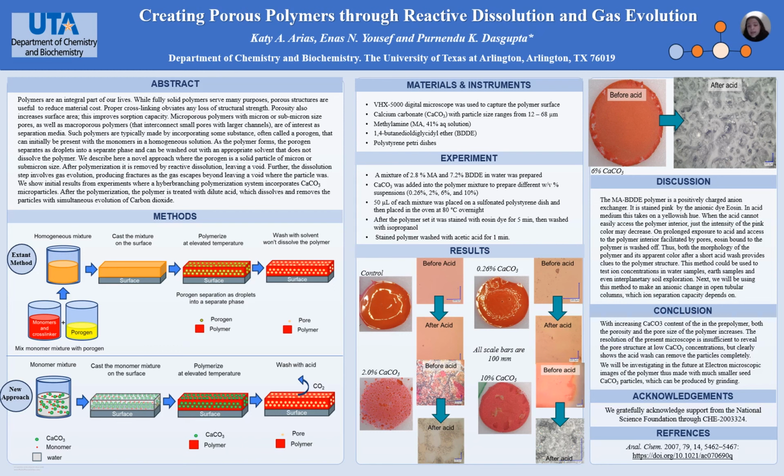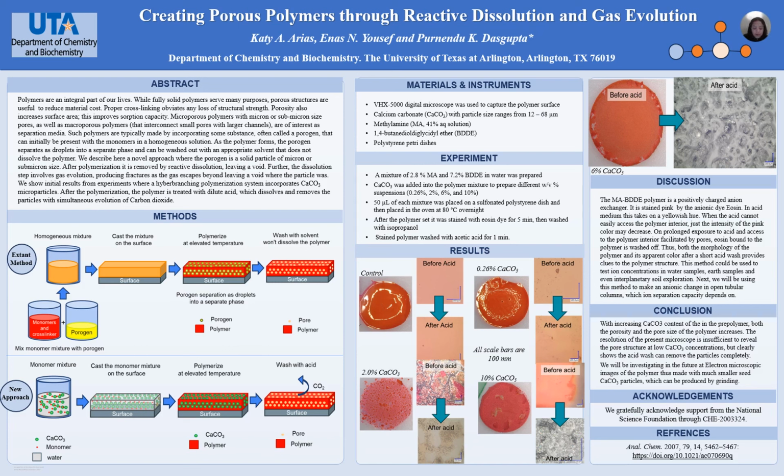We can see that the color before the acid is definitely a lot pinker than after the acid. We can see that it is a lot more detailed in the 6% calcium carbonate concentration, with all of the pores and molecules in this area right here. So what does this mean?